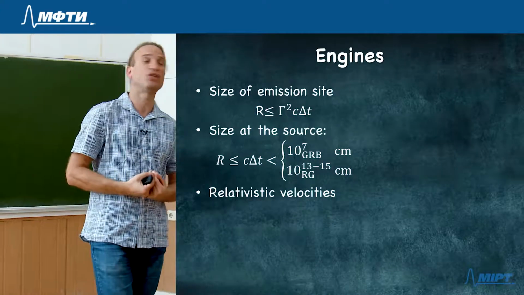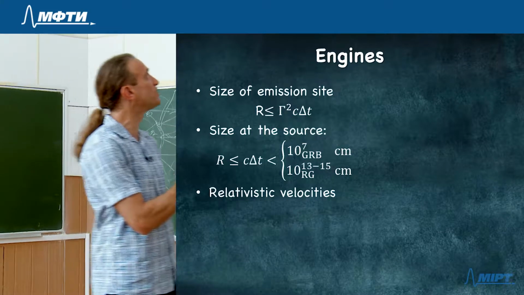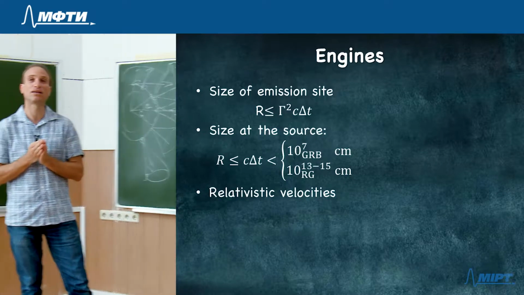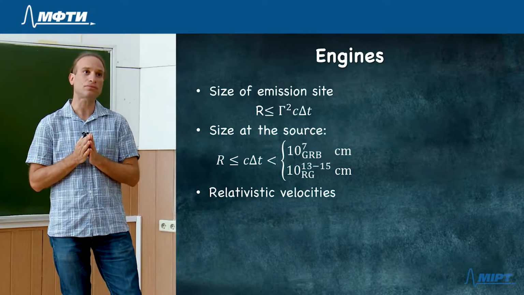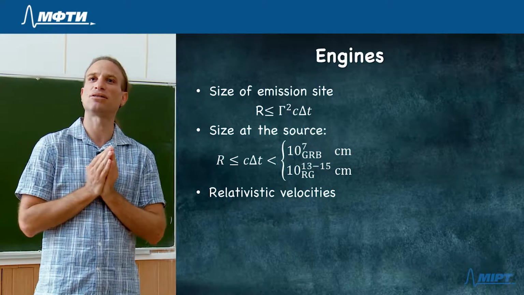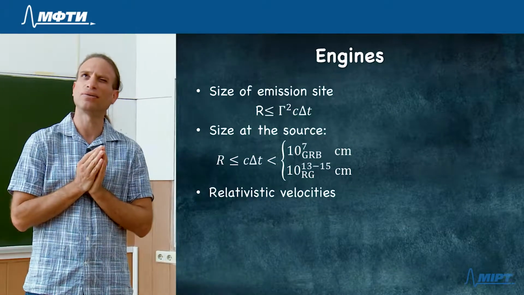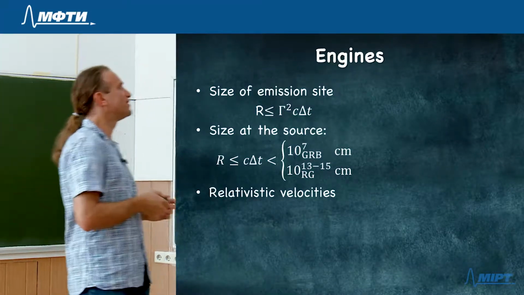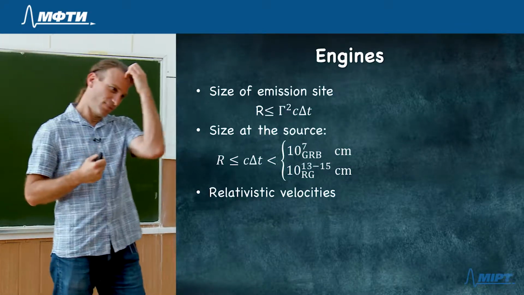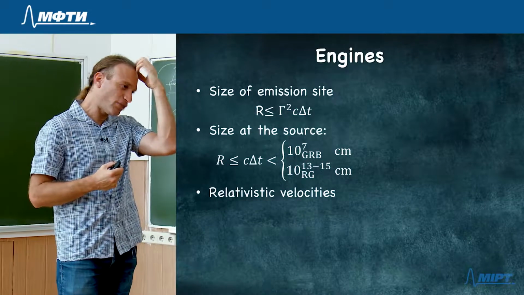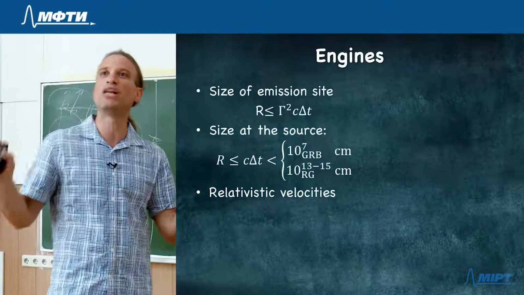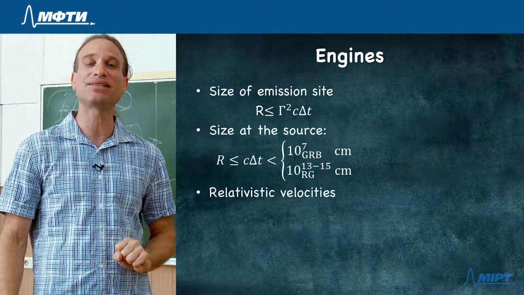Now, these are very compact objects. 10 to the 7 centimeters, this is about, let's say, something at the size of a white dwarf. No, it's 1/10 of a white dwarf. Okay, 1/100th of a white dwarf. So this is 100 kilometers. So again, I need an object with the size of 100 kilometers that can give me that much energy. So this doesn't leave me too many choices about what can produce these jets.